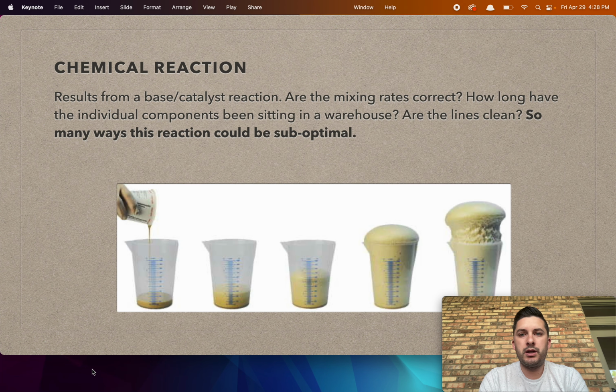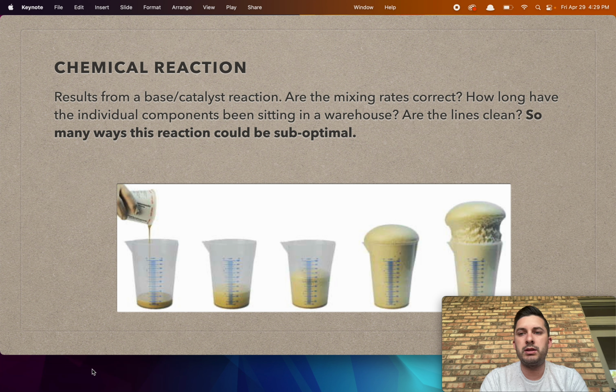All right, and then another reason why we don't like it is that it's a chemical reaction. Going back to high school and college chemistry classes, it is an acid-base or a base-catalyst reaction. And the questions we have are: are the mixing rates correct? How long have the base and catalyst been sitting in a warehouse? Are they still good? Are they expired?